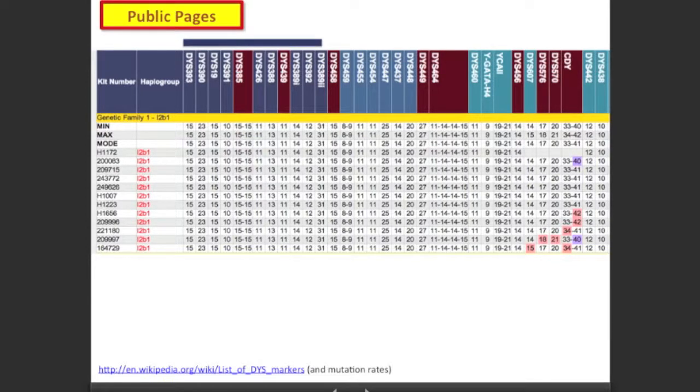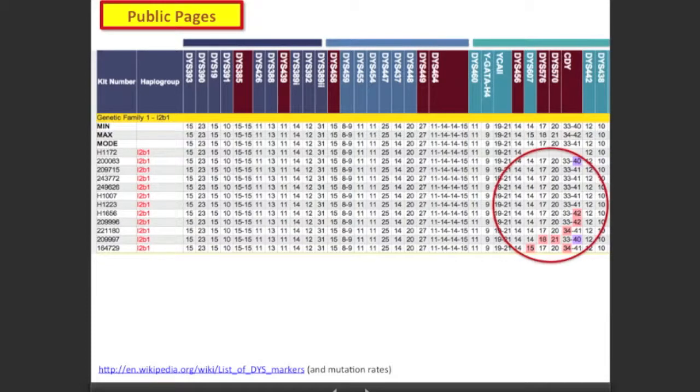Now, let's look at what we're looking at. This is panel 1, markers 1 to 12. The first panel of markers is markers 1 to 12. The second panel of markers is markers 13 up to 25. And the third panel of markers is markers 26 up to 37. And 37 markers is your standard starting test.